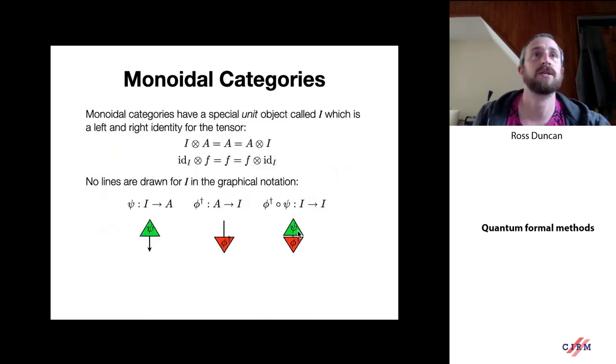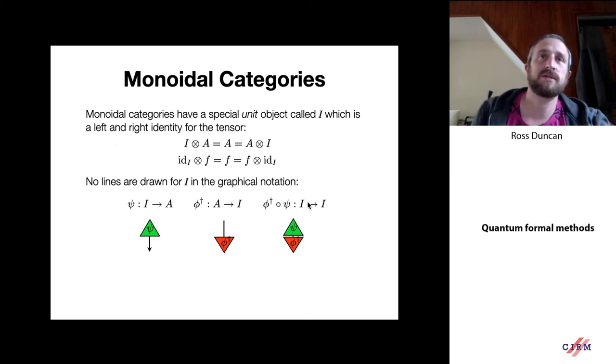First of all, we have a special type called the unit. And in my diagrams, I don't draw anything for the unit. It's empty space. So if I have a process which starts from the unit and goes to something, I just draw that as a process that starts from nothing, has no inputs, and it produces something. Or perhaps it has an input, but it has no outputs. So it just consumes something, and that's the end.